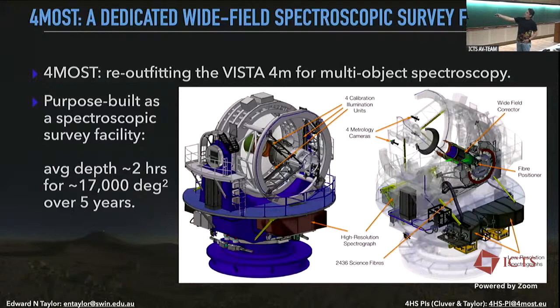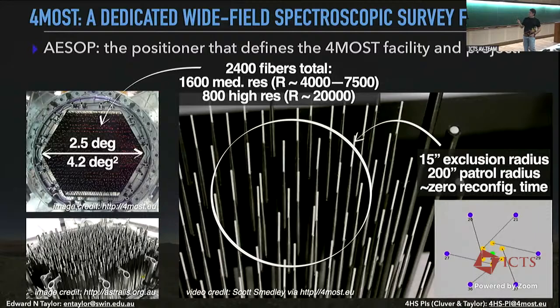So Foremost is many things, but one thing is a project to re-outfit the VISTA 4-meter telescope on Paranal, to turn it from a near-infrared imaging telescope into a multi-object spectroscopic survey facility. You've got to put in a fiber system and all of this stuff, but it's purpose-built as a spectroscopic survey facility that will run for 5 years to an average depth of 2 hours over the full southern hemisphere. It was really sold as a Gaia follow-up machine, but it can do so much more.